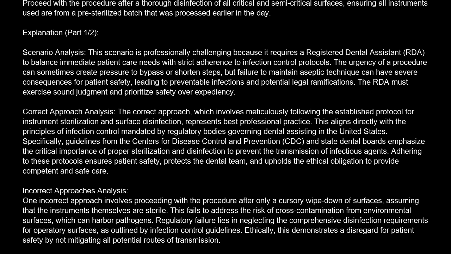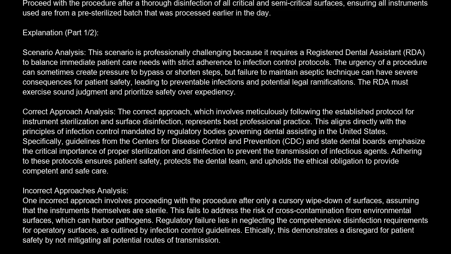Correct approach analysis. The correct approach, which involves meticulously following the established protocol for instrument sterilization and surface disinfection, represents best professional practice. This aligns directly with the principles of infection control mandated by regulatory bodies governing dental assisting in the United States. Specifically, guidelines from the Centers for Disease Control and Prevention (CDC) and state dental boards emphasize the critical importance of proper sterilization and disinfection to prevent the transmission of infectious agents. Adhering to these protocols ensures patient safety, protects the dental team, and upholds the ethical obligation to provide competent and safe care.